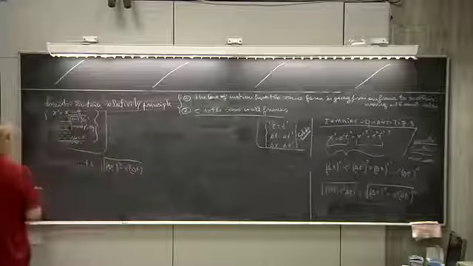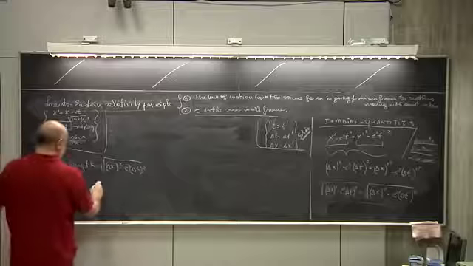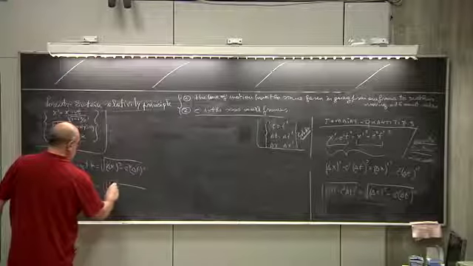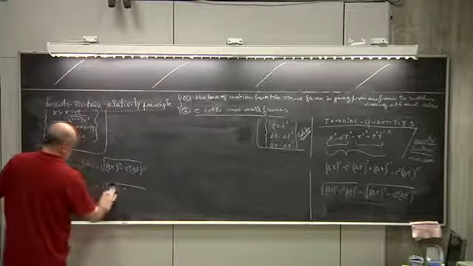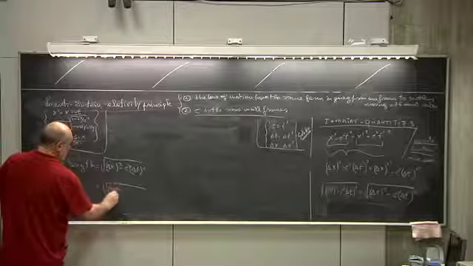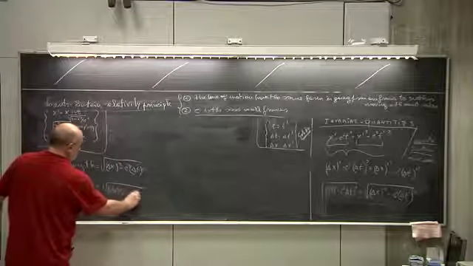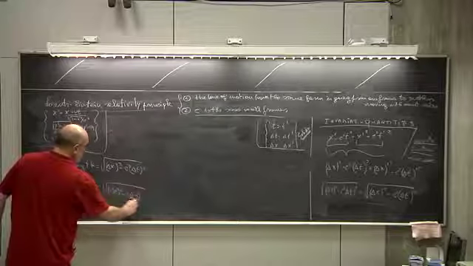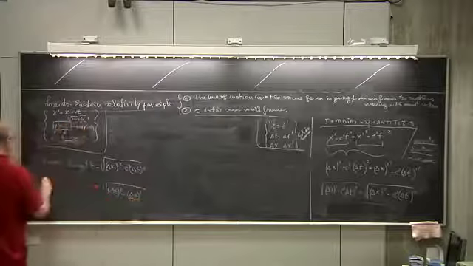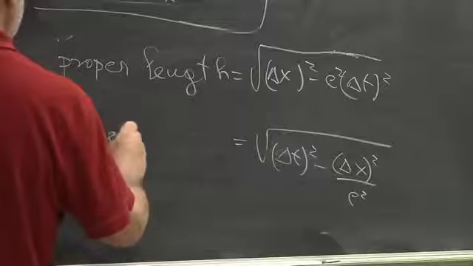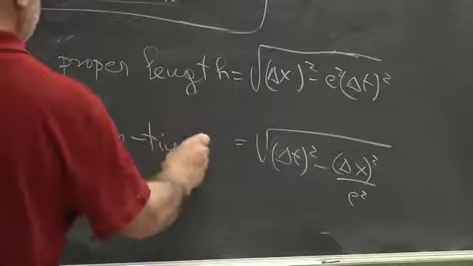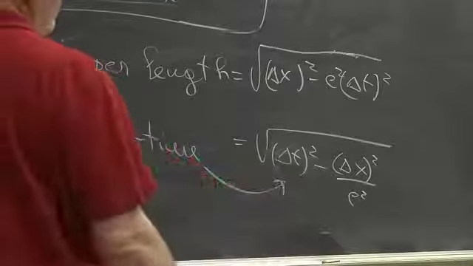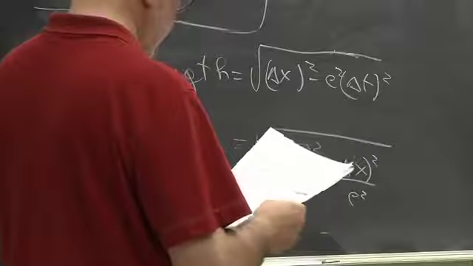But if you write it in the other manner, the opposite of this, delta t squared minus delta x squared over c squared, then this is called proper time, because it has the dimension of time, and also this is Lorentz invariant.